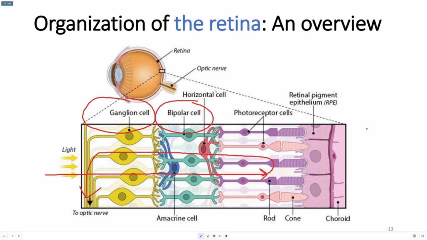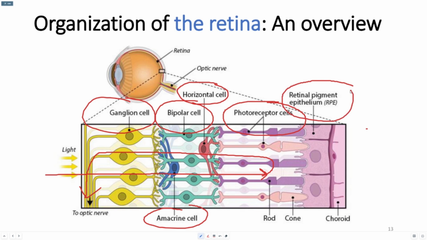Horizontal cells are also important. These cells are located in between the photoreceptors and the bipolar cells and regulate and integrate the stimuli from photoreceptors. Amacrine cells are found between the bipolar cells and ganglion cells and integrate visual information that is passed between the bipolar and the ganglionic neuron. And the photoreceptive cells, the rods and cones, are located right here. On the far right, or the most outer layer, we also have the retinal pigment epithelium, called the RPE.